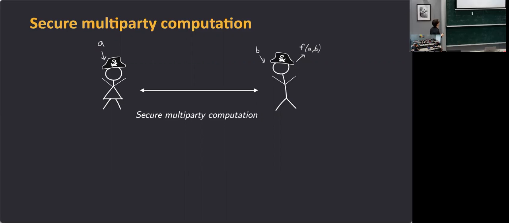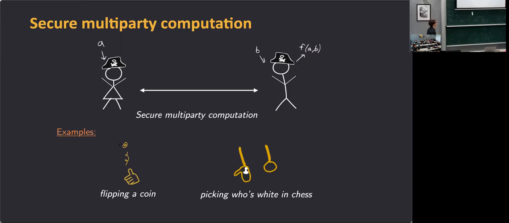Yeah. So secure multiparty computation. You have Alice and Bob, they don't trust each other. They have some private inputs, A and B, and they want Bob to be able to compute a function of A and B. But Alice doesn't want to tell Bob more than what he will learn by learning f of A and B. And Bob doesn't want to tell Alice anything. One example is, yeah, they want to flip a coin. Or they want to pick who is white in chess.